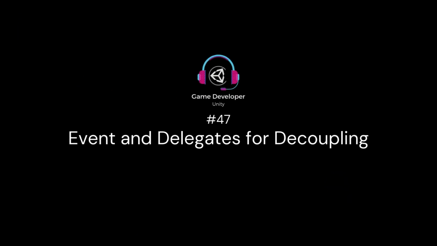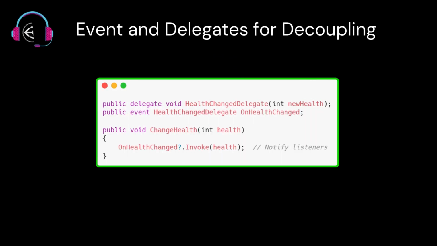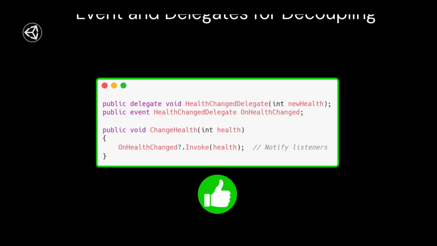Tip number 47. Use events and delegates for decoupling. Directly checking conditions between objects in Update can lead to tight coupling, which results in performance hits and less modular code. Instead, use events and delegates for a more decoupled system, allowing responsive communication without constant checks every frame. Events and delegates allow systems to be more responsive without the need to poll every frame, which reduces unnecessary operations.